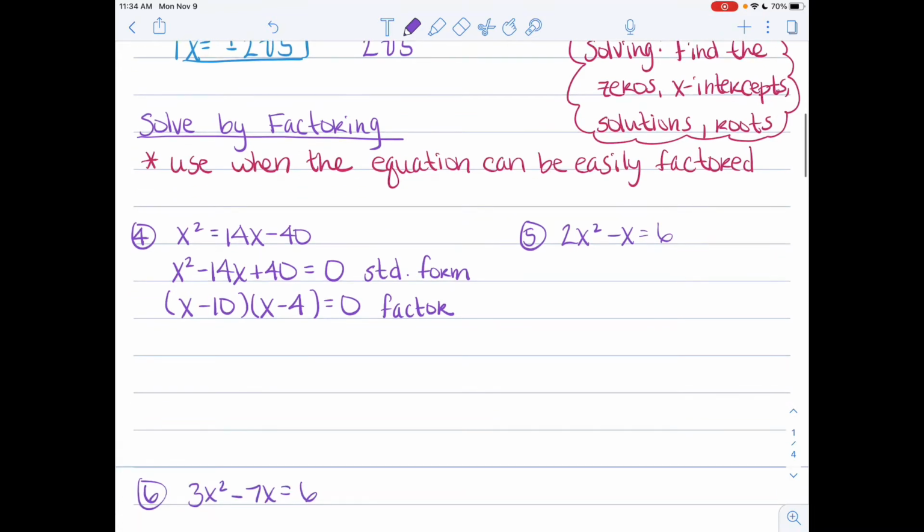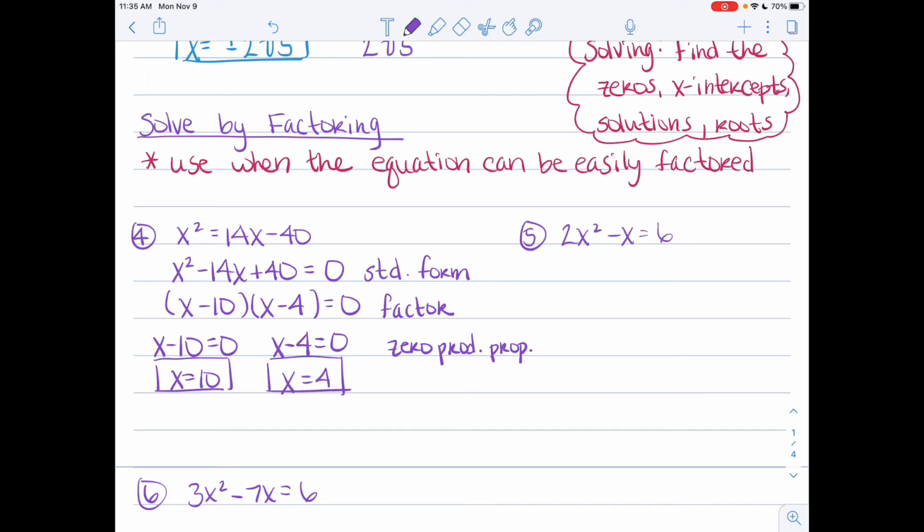So using the zero product property, I'm going to abbreviate that, zero product property, we can say that either x minus 10 has to be 0 or x minus 4 has to be 0. One of those two things has to be true. If x minus 10 is equal to 0, then x is equal to 10. If x minus 4 is equal to 0, then adding 4 to both sides gives me that x is equal to 4.